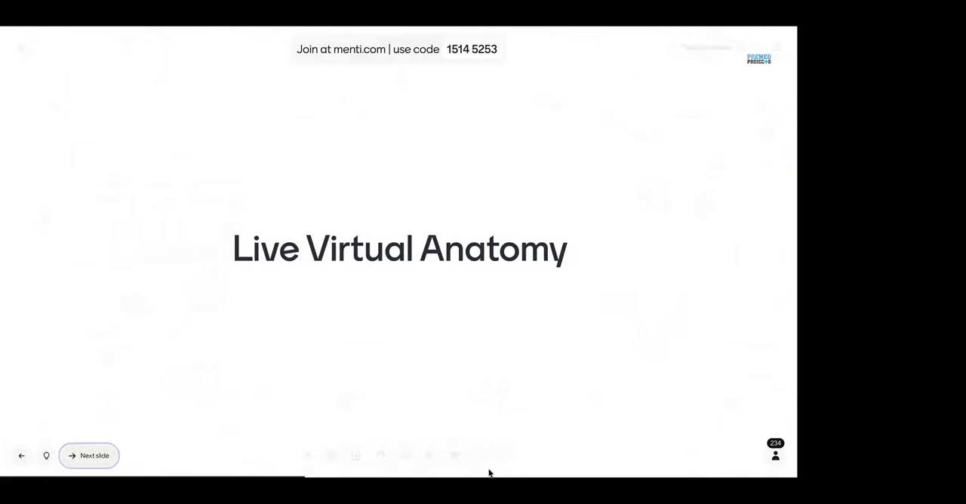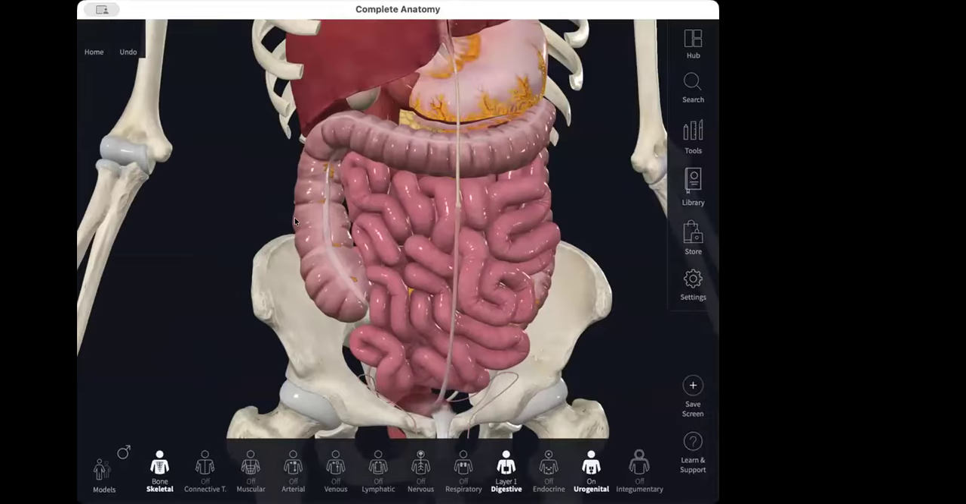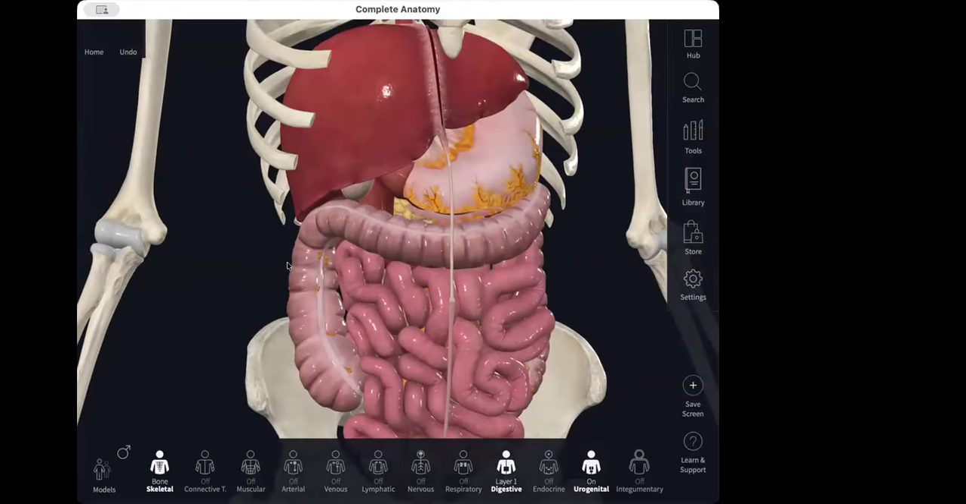So now let's have a look at the live anatomy of this. Let's have a look at what the structures look like. Let me know if you can see the screen right now. It should show a model. Let me know if you can see it. Excellent. So let's have a look at the urinary system.